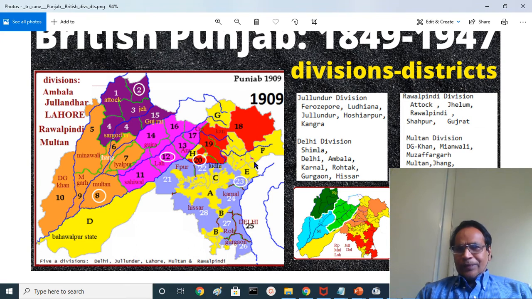Across the Satluj River, the British built cantonments in Firozpur here, on the east side of river Satluj, then Ludhiana, south side of Satluj River, and Ambala, which is a little bit south of Satluj, close to the Yamuna River. Ambala cantonment, Ludhiana cantonment, and Firozpur cantonment. So we have Firozpur district and we have Ludhiana district.